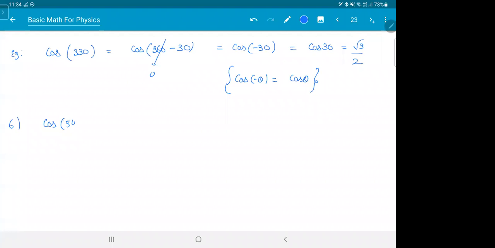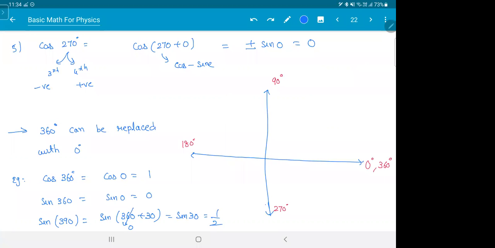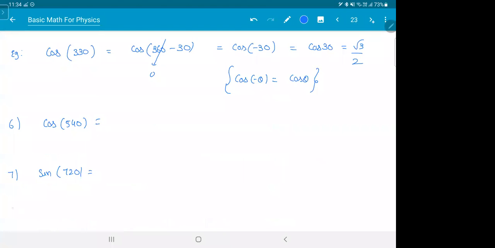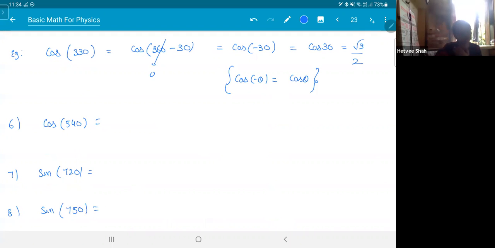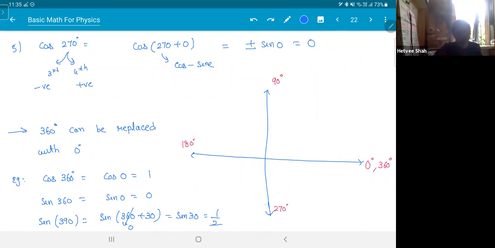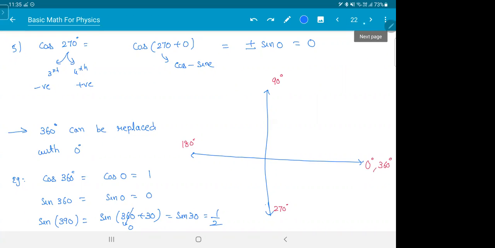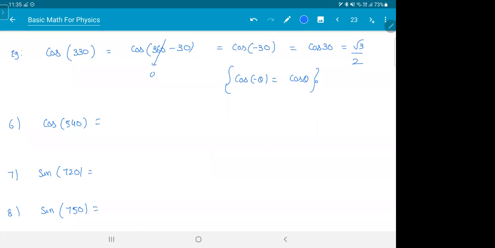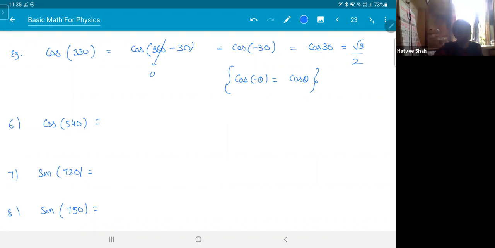What is cos 540? Sir, can you show the previous slide? Yeah. Thank you, sir. In the previous slide you showed that cos 360 is equal to 1. Yes. And next is 330, right? But in the next slide where there is cos 360 you cancelled it to 0.